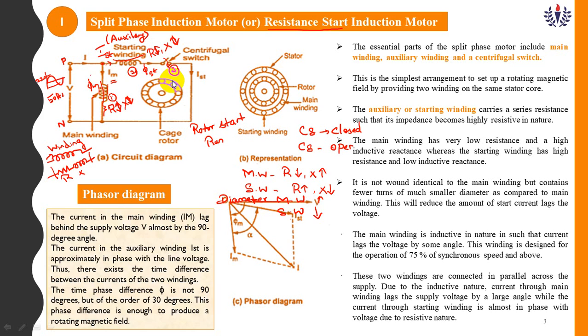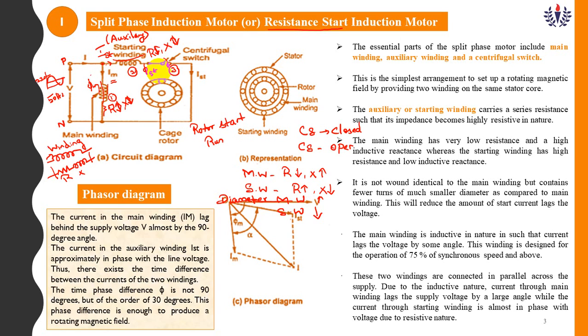Once it starts running based upon your applied voltage, after some time you have to release the centrifugal switch. We have to open the centrifugal switch. Once you open it, no supply flows in the starting winding, so there is an absence of flux in the starting winding. Then using only the flux produced in the main winding, the machine keeps running continuously. So this is the split phase induction motor.